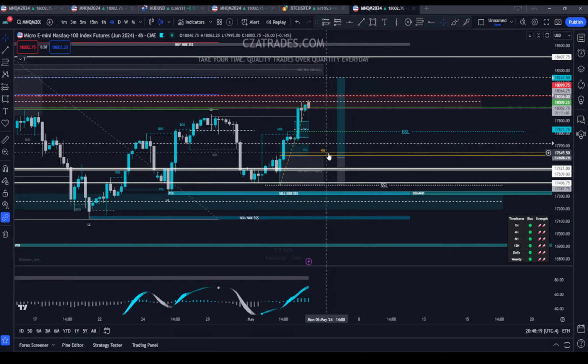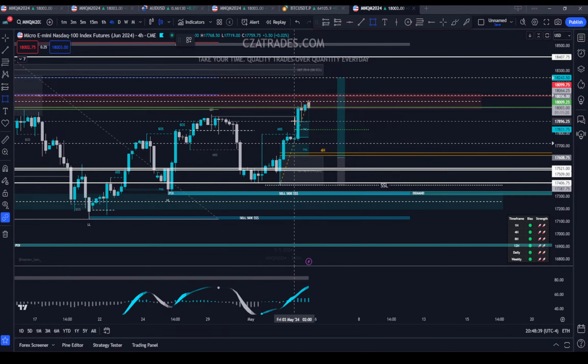I'm not exactly trying to get this entire move. I'm just trying to get the most accurate and the closest move possible, right? Which is going to be right over here. I'm expecting price action to react on this level. This level right here is 17,829. So this area here, let's mark it out, right?